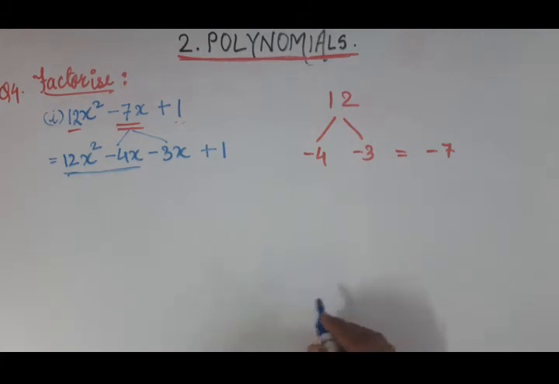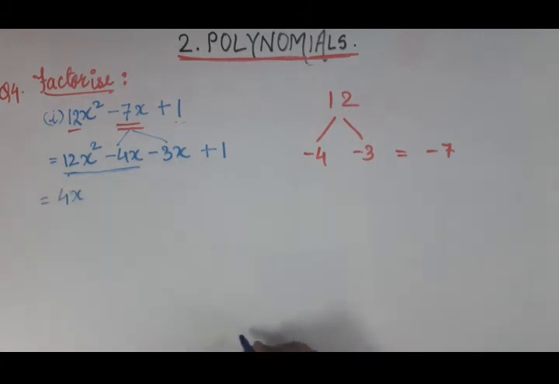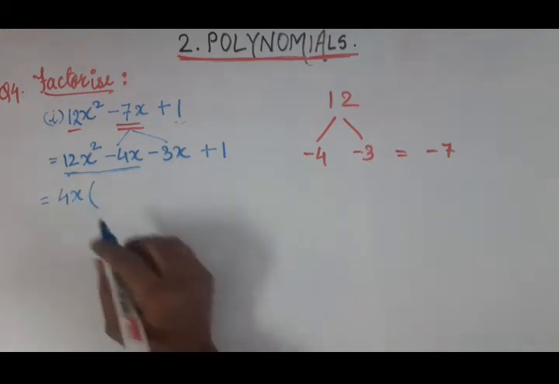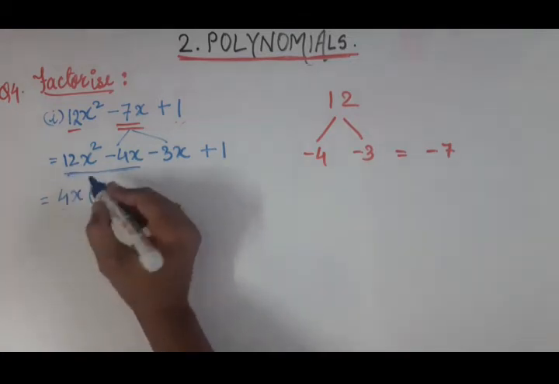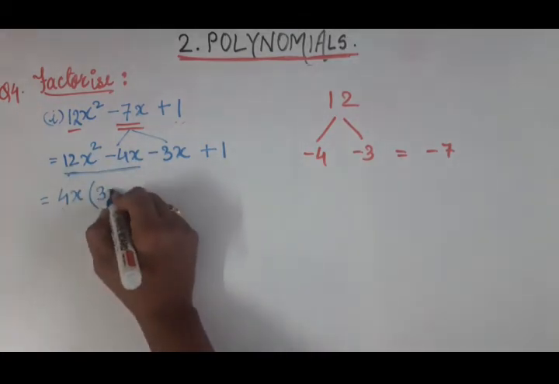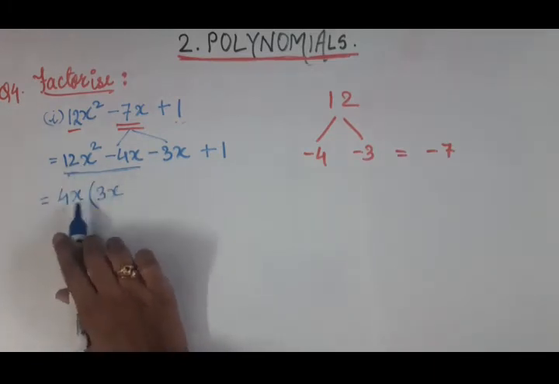What is common in those terms? I can take out 4x common. If I take 4x common, what remains inside the bracket? 4 into 3 is 12. So 3, here only x is there, but we want x square, so 3x. If I multiply 4x with 3x, I will get 12x square.